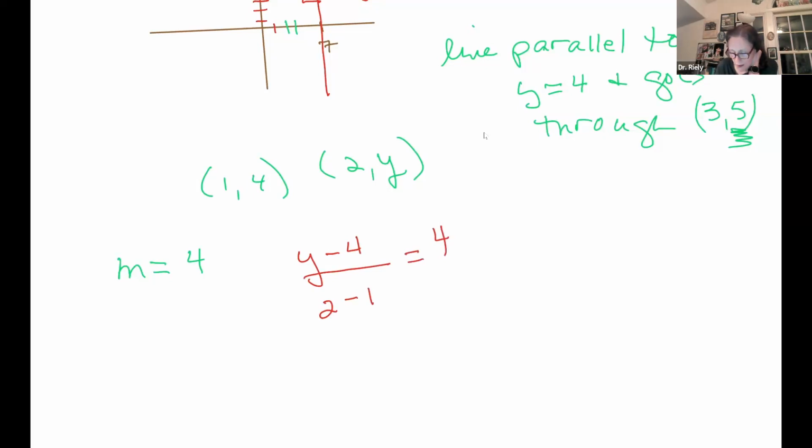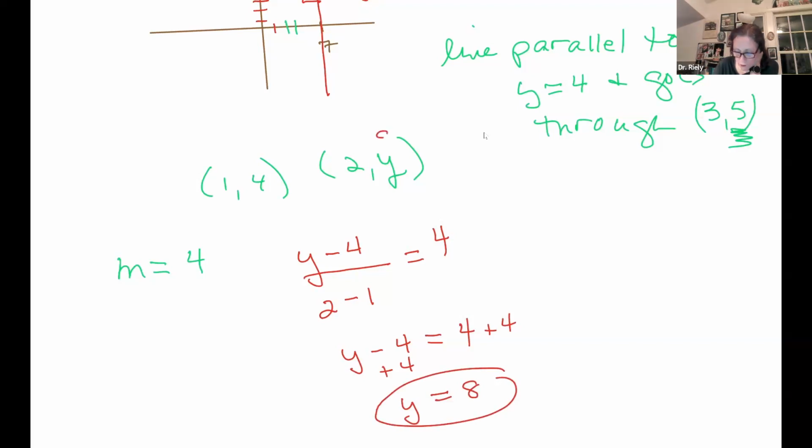So 2 minus 1 is just 1. So far I have y minus 4 has to equal 4. Isolate your y. I want to move the -4 to the right. So I'm going to add 4 and add 4. So that's going to be y equals 8. So that means if I were to replace that y with an 8, I would get the desired slope of 4.